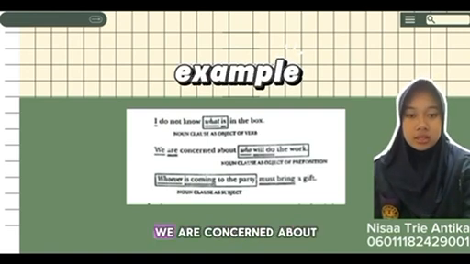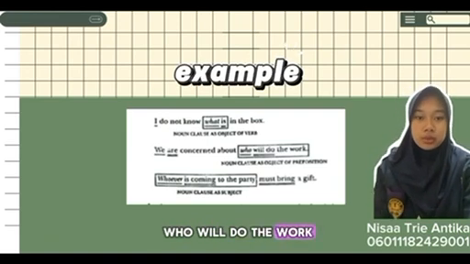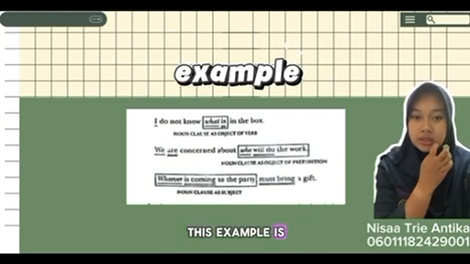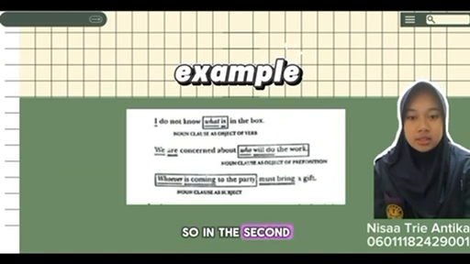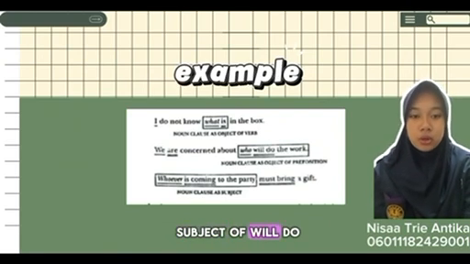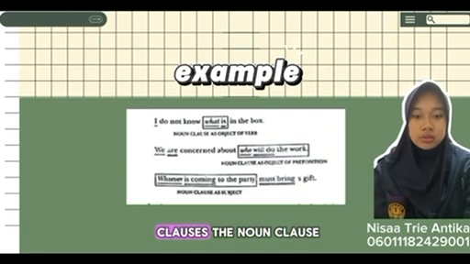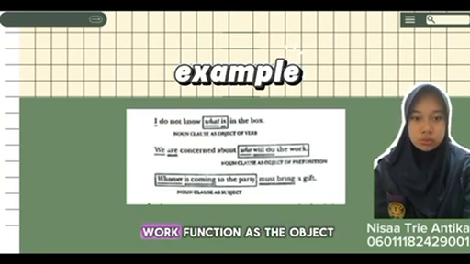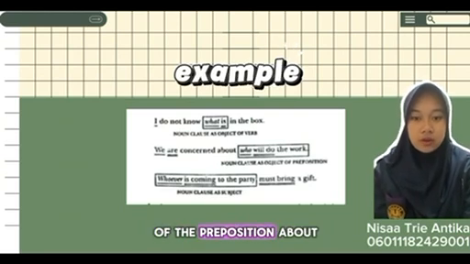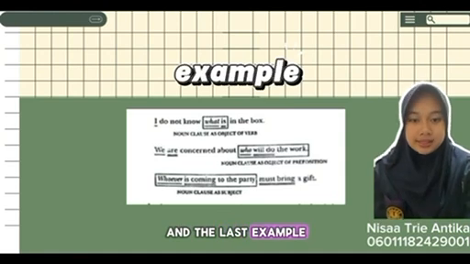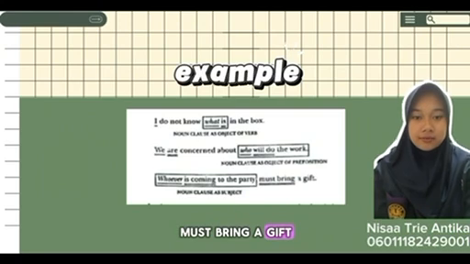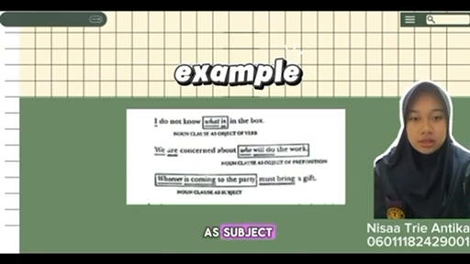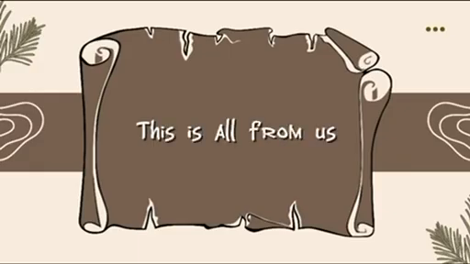And the second one is we are concerned about who will do the work. This example is a noun clause as object of a preposition. In the second clause, who is the subject of will do. Who also serves as the connector that joins the two clauses. The noun clause who will do this work functions as the object of the preposition about. And the last example is whoever is coming to the party must bring a gift. This is a noun clause as subject.